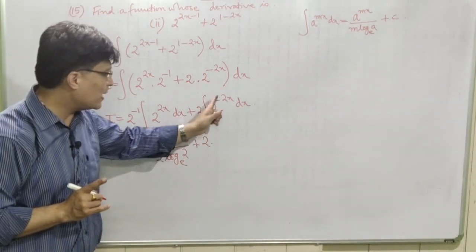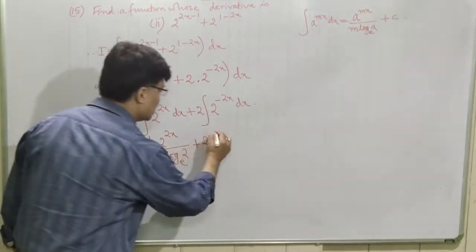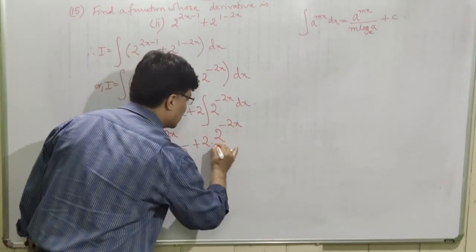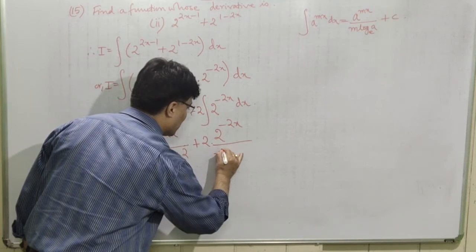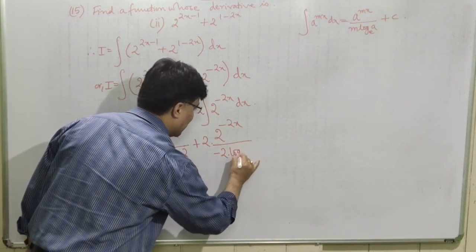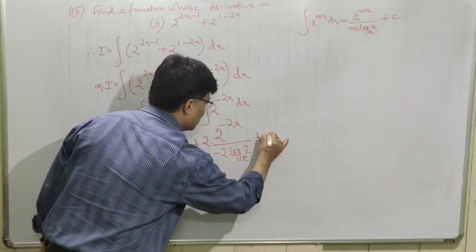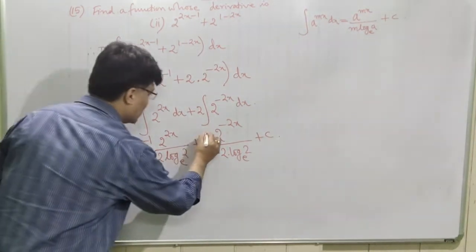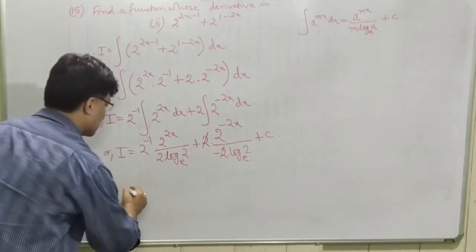Here a is 2 and m is minus 2. So what is this integration? 2 to the power minus 2x divided by, what is m here? Minus 2 into, what is log a? It is log 2 base e, plus c. Understood? So here you can cancel these 2s.